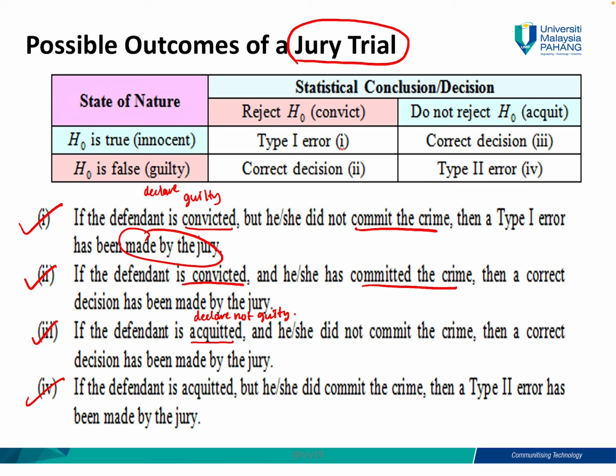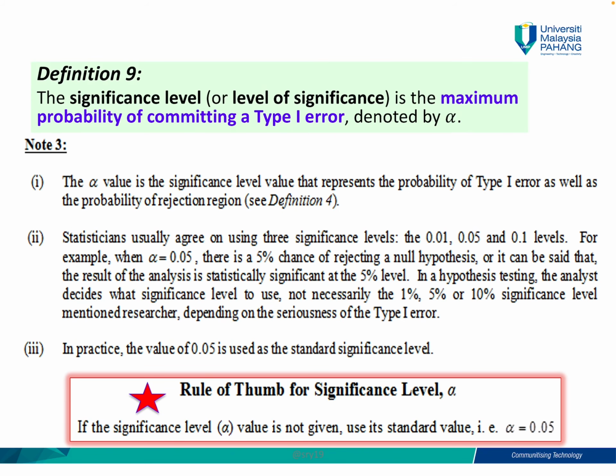So this is the example of the type 1 and type 2 error. Type 1 error: that person is innocent but you reject it. Type 2 error: that person is guilty, but you say that person is not guilty, you accept it. Okay, so this is type 1 and type 2 error.